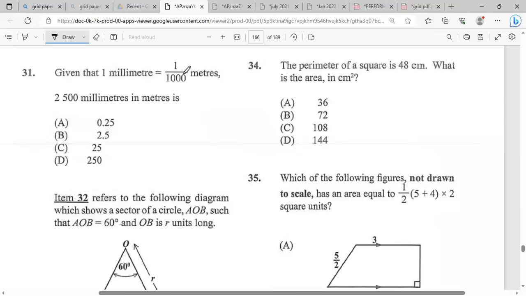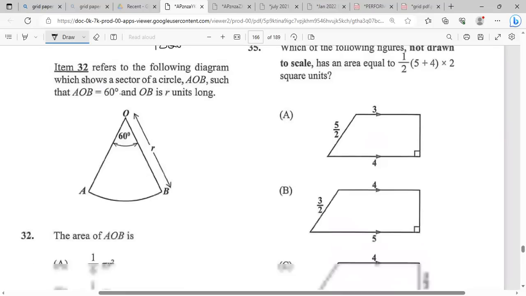Given that 1 millimeter is equal to, we can turn on this if we want. We can just say multiply by 1,000, right? And we know 1,000 millimeters is equal to 1 meter. If you multiply by 1,000 here, you get that, right? And now we know it's 2,500 millimeters. So in order to get the meters, we divide by 1,000. So two of the zeros are gone, and then we divide 25 by 10, which is 2.5.